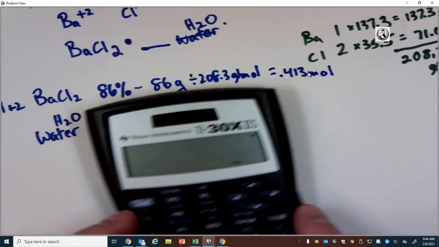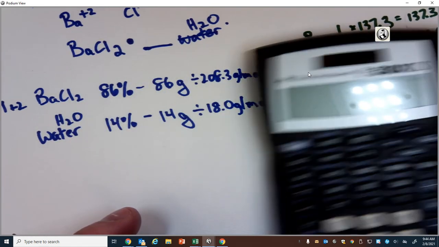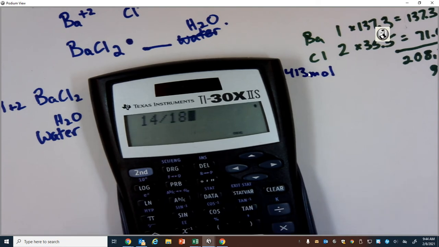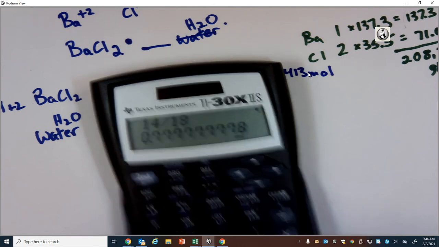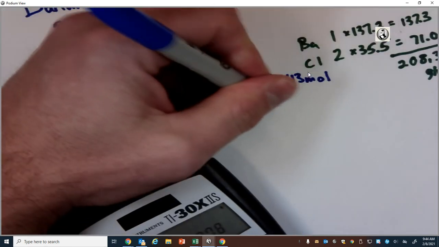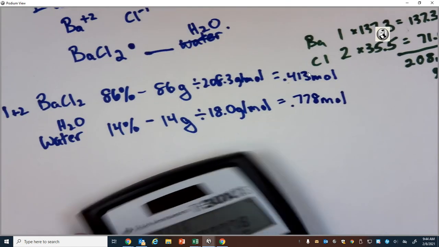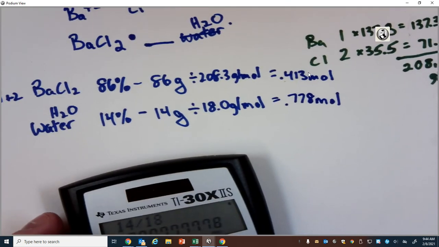And then I'm going to do the same thing for the water. The water was 14 divided by 18. So 14 divided by 18 is 0.778 when I round it. Okay, so that's percent to mass, mass to moles.